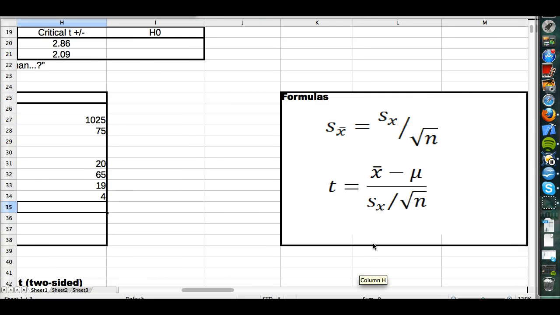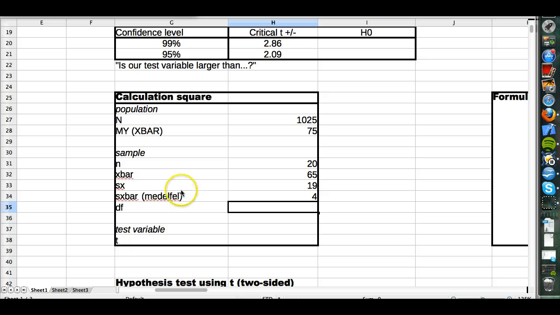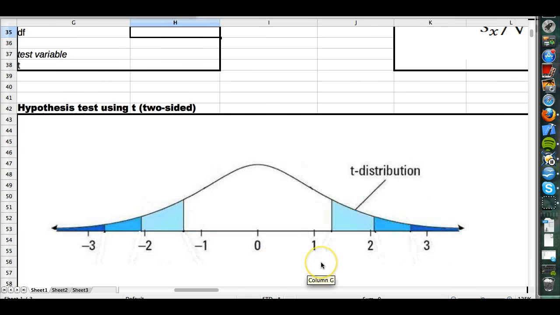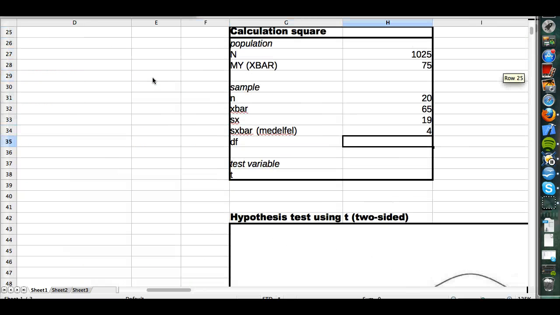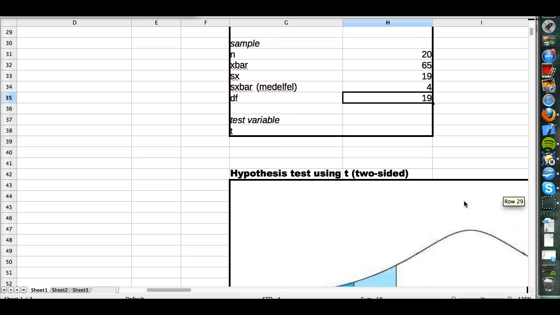So we now have basically all the parts of our test variable formula. But there's one more thing we have to calculate, because, as I said before, the t-distribution changes its appearance depending on our sample size, according to the degrees of freedom. So we're going to have to calculate the degrees of freedom in order to know what critical t-values to use. I take my sample size minus 1 to get my degrees of freedom.